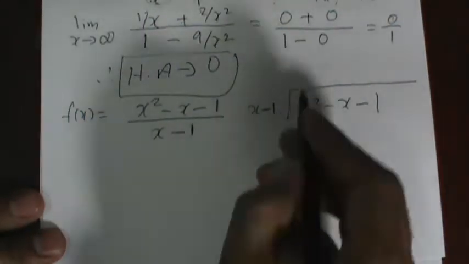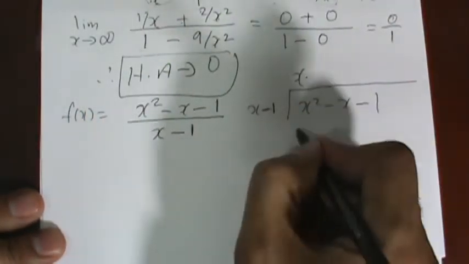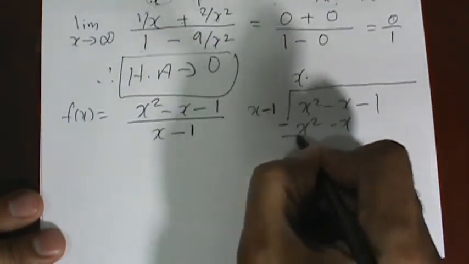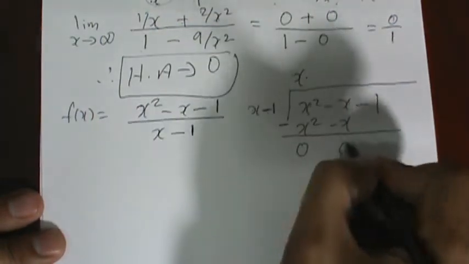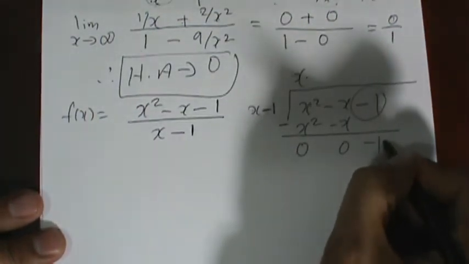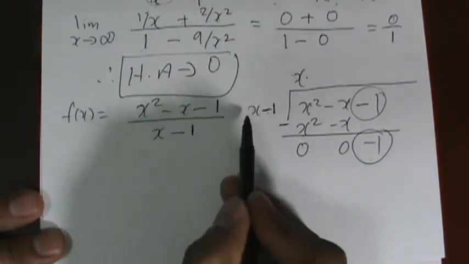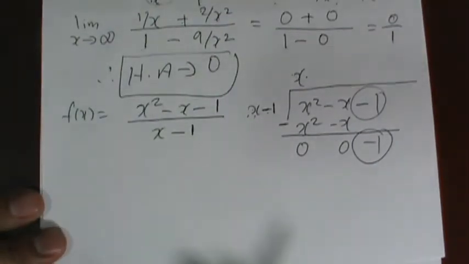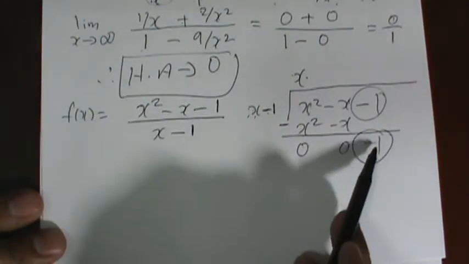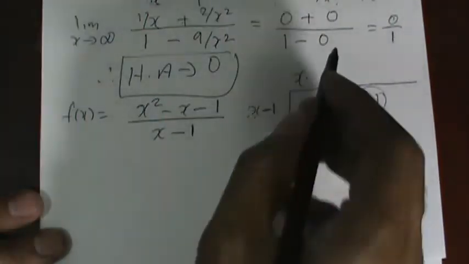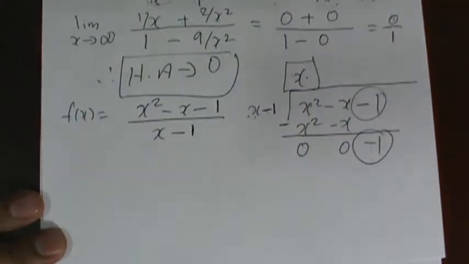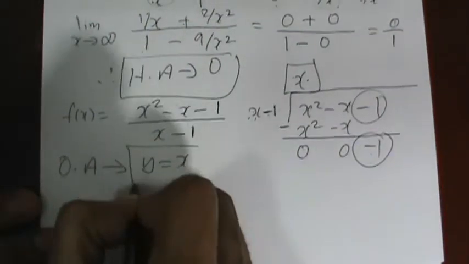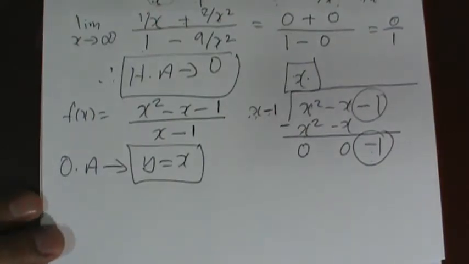So x squared divided by x would be x, and then you multiply. So x times x is x squared, negative 1 times x is negative x, and then we subtract. This would be 0, that would be 0. We bring this last term down, which is negative 1. Now we can no longer divide negative 1 by x because the degree of the remainder is lower than the divisor, so we cannot divide. It has to be either equal or higher in order to divide. So our oblique asymptote is y equals x. It has to be the equation of a line, like we said.